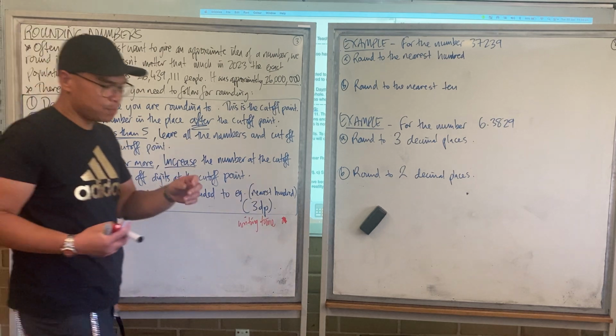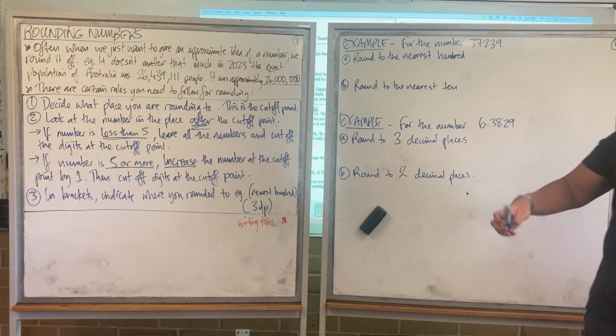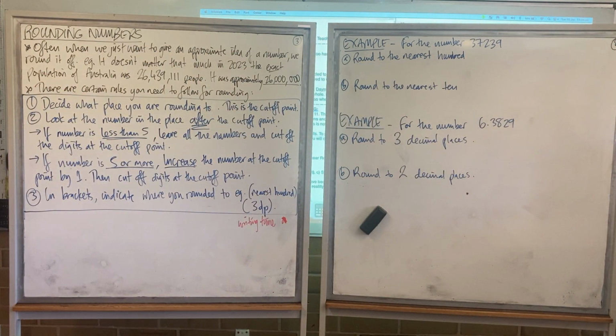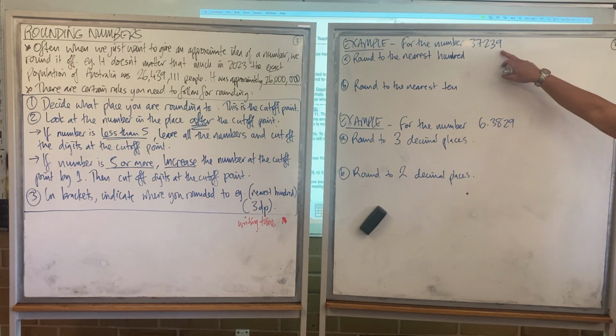All right, let's do our examples. I have a number, 37,239. I want to round to the nearest 100. Is 9 in the hundreds column? Is 3 in the hundreds column? Is this 2 in the hundreds column? No. So I'm rounding to that.